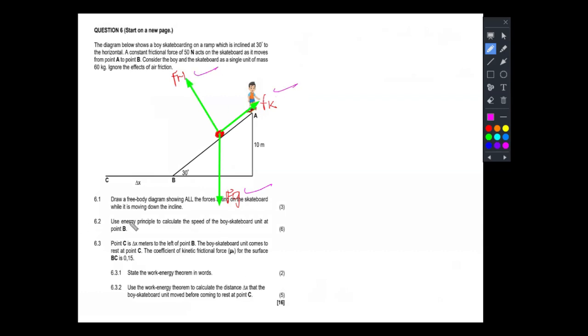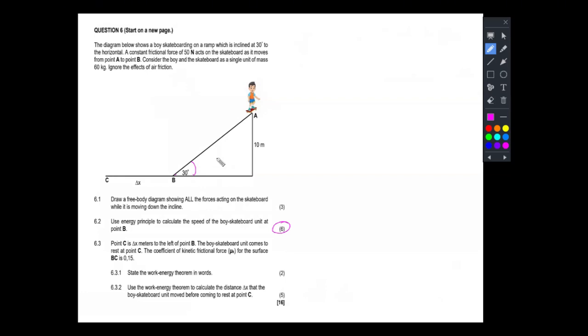Then 6.2 says use energy principles to calculate the speed of the boy skateboard unit at point B. Right. So at point B. Now, this is how we're going to calculate that. Obviously, with an incline, remember, I did mention that whenever you have an inclined surface, you should always think of using what? The WNC formula, work done by non-conservative force. But as you can see, this is a 6-mark question. So that means there's something that you still need to calculate by the side before you can calculate the speed.